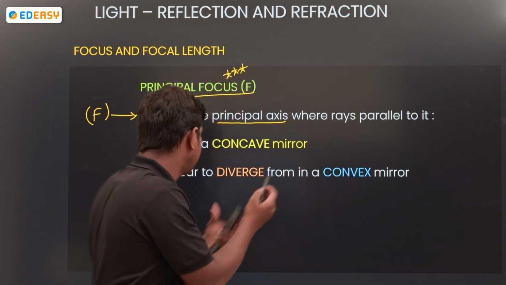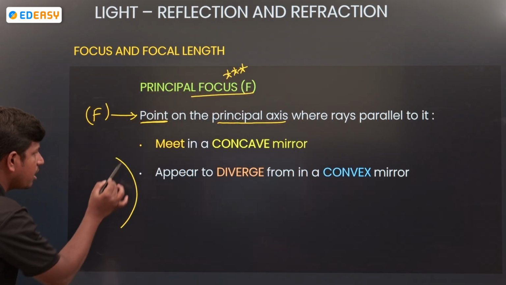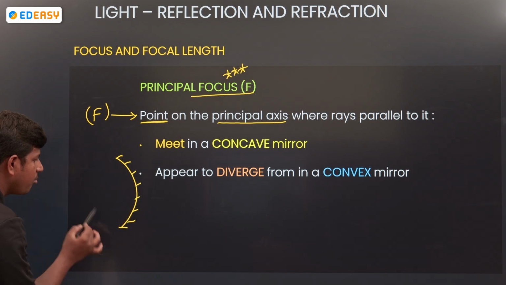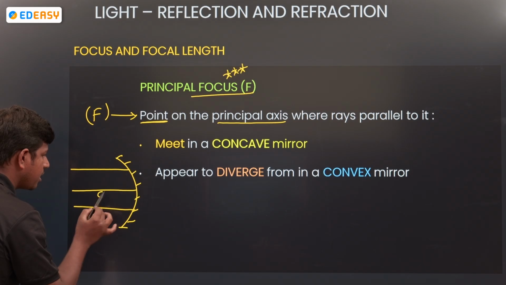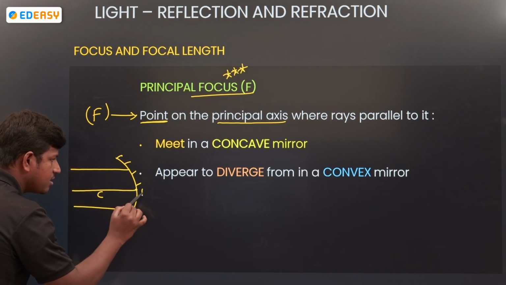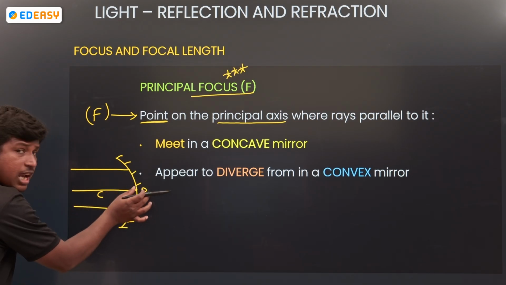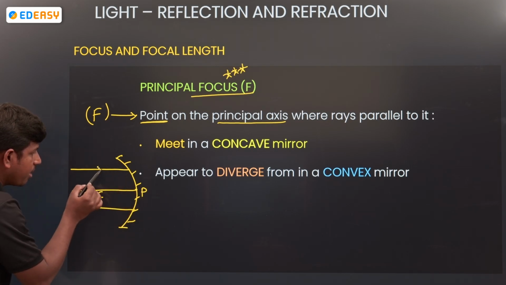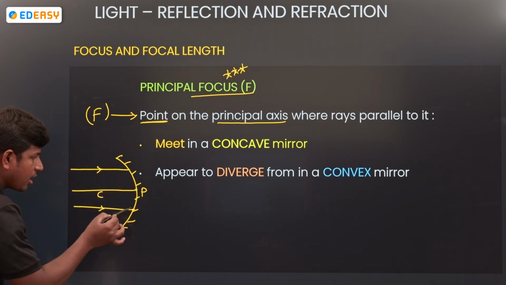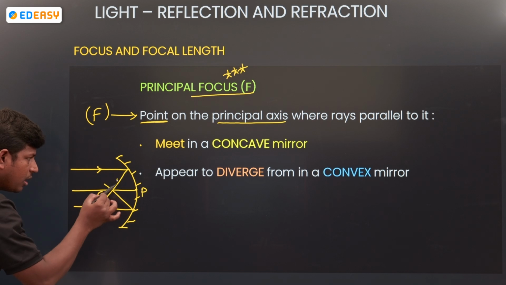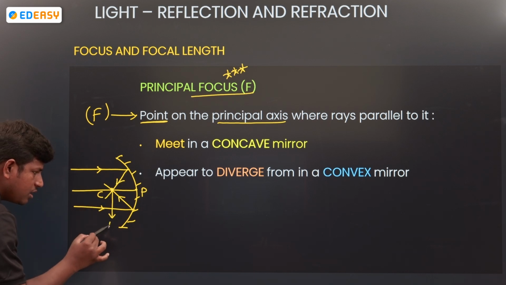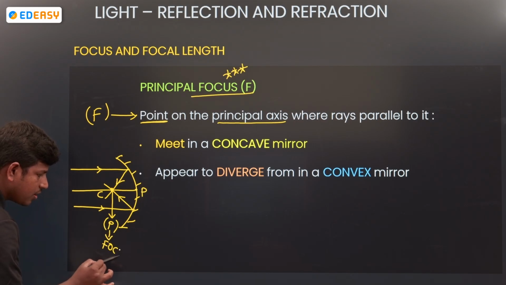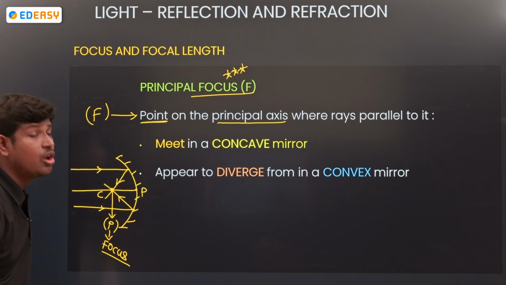I am taking a concave mirror here. See, a number of light rays are striking. This is the principal axis, because it passes through P as well as C. A number of light rays strike and converge at a point. Here is the one point we have taken. This point we call the focus.